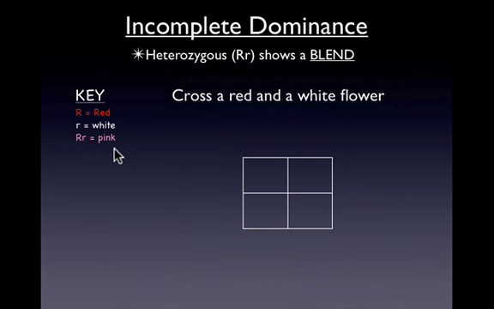So what happens here if we cross a red and a white flower? Here's our red, and remember with incomplete dominance, the only way to get a red flower is that the genotype for this first organism has to be homozygous. And then here's our white flower, and if we cross them, we notice we get 100% pink. So we took a red flower, we took a white flower, and we got 100% pink. We don't even have red or white.